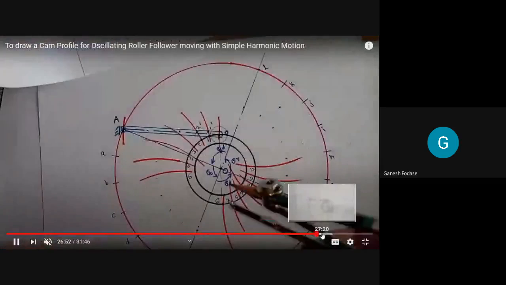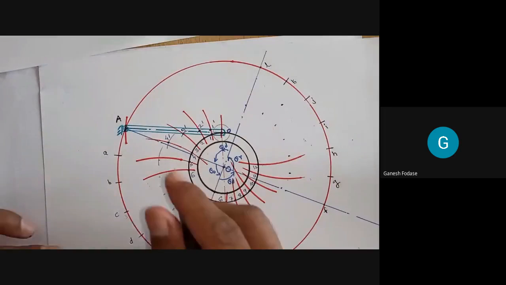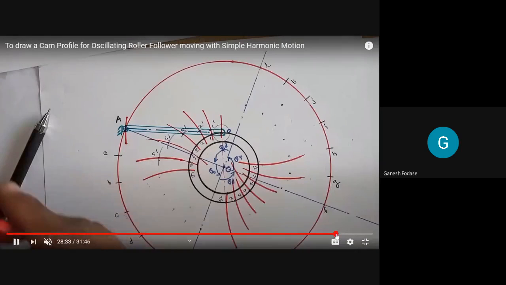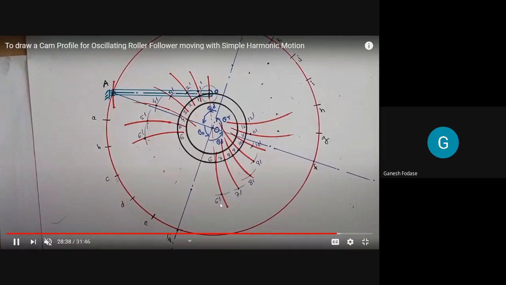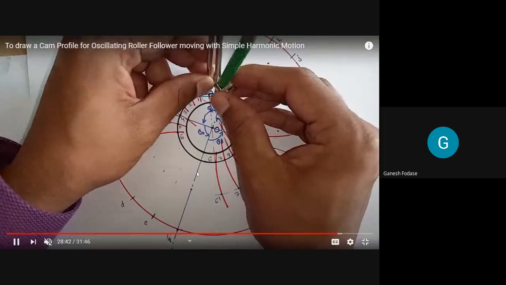After getting these distances, see, we are getting points as 1 dash, 2 dash, 3 dash, 4 dash, 5 dash, up to 12 dash. So these are the points from 1 dash to 12 dash. How we get this is clear. Just transfer distances from this. Now next one is important.